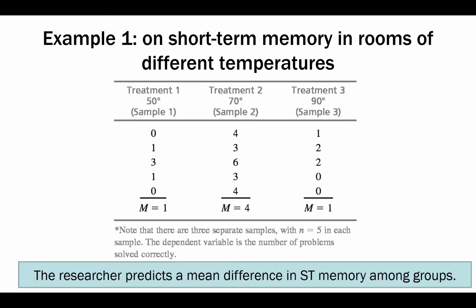The independent variable is group membership on the temperature factor, and the dependent variable is count of problems solved, and that is a ratio level measurement because there is a true zero, you can solve no problems correctly.